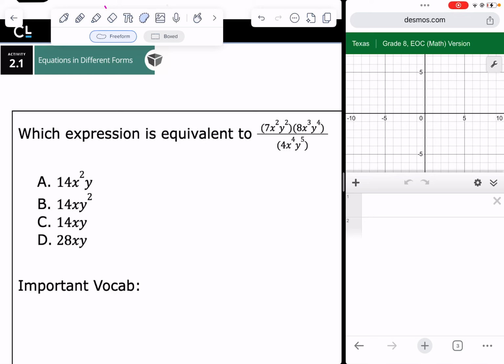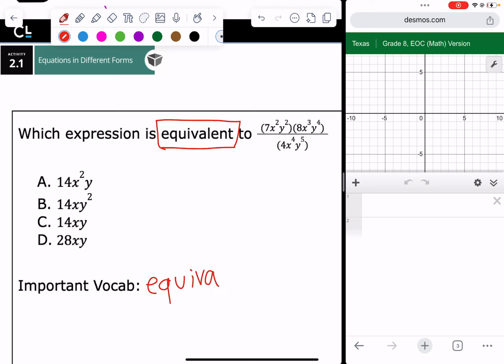Okay, so today we are going to go over exponential rules, but in DESMOS. So it says which expression is equivalent to, and then we have this long thing. Important vocabulary. My important vocabulary is equivalent. Equivalent means equal and DESMOS.